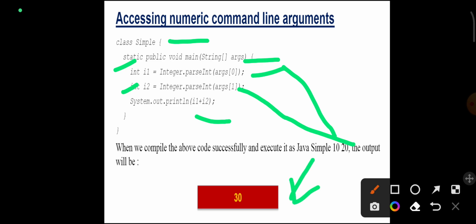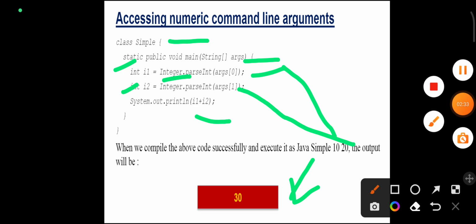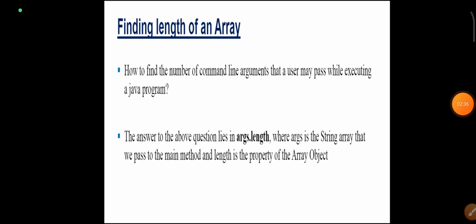Here the parse method means it will convert any type of string or data into integer format. Whatever the input is, it will be converted into integer format. With the help of the command line argument, it is also possible to find the length of an array.